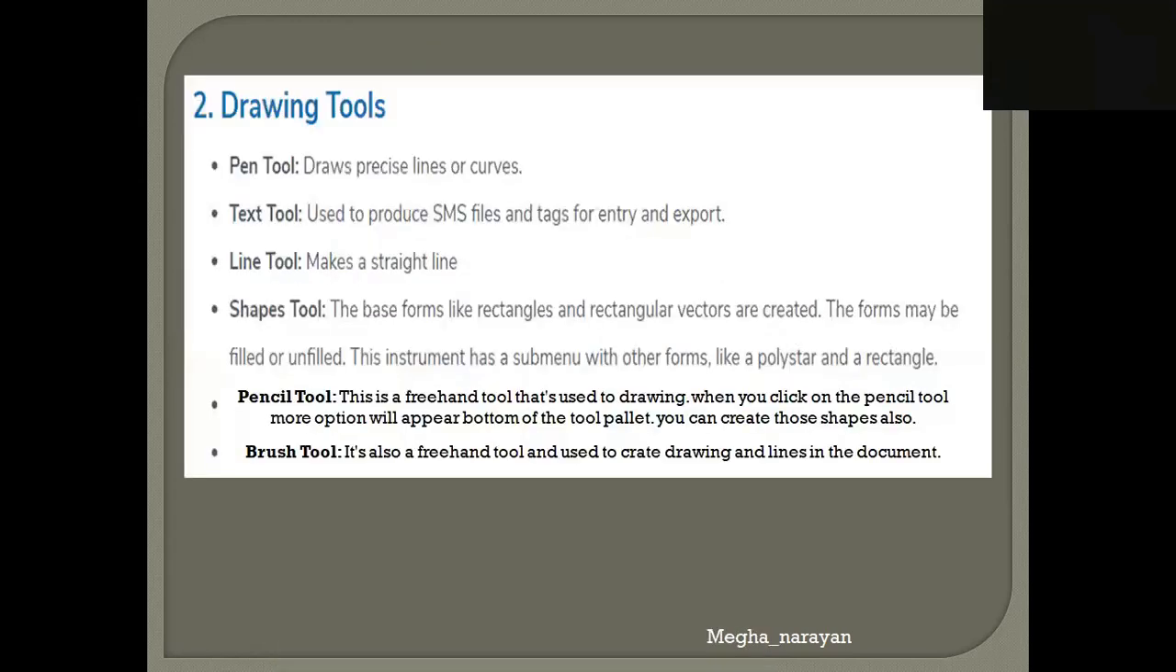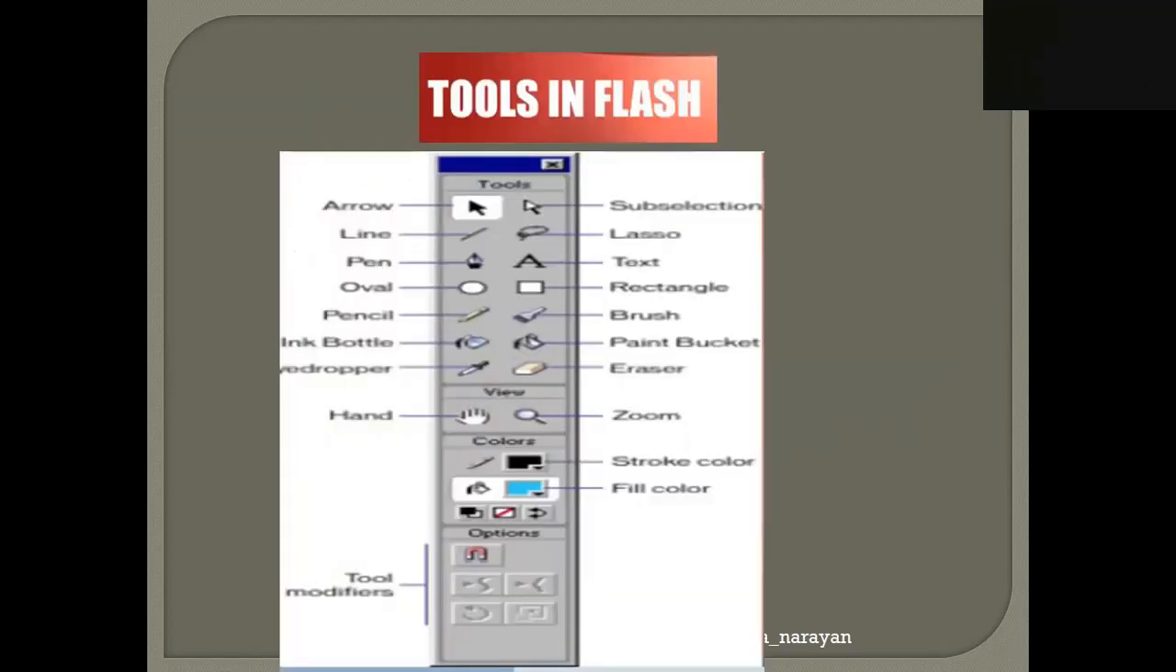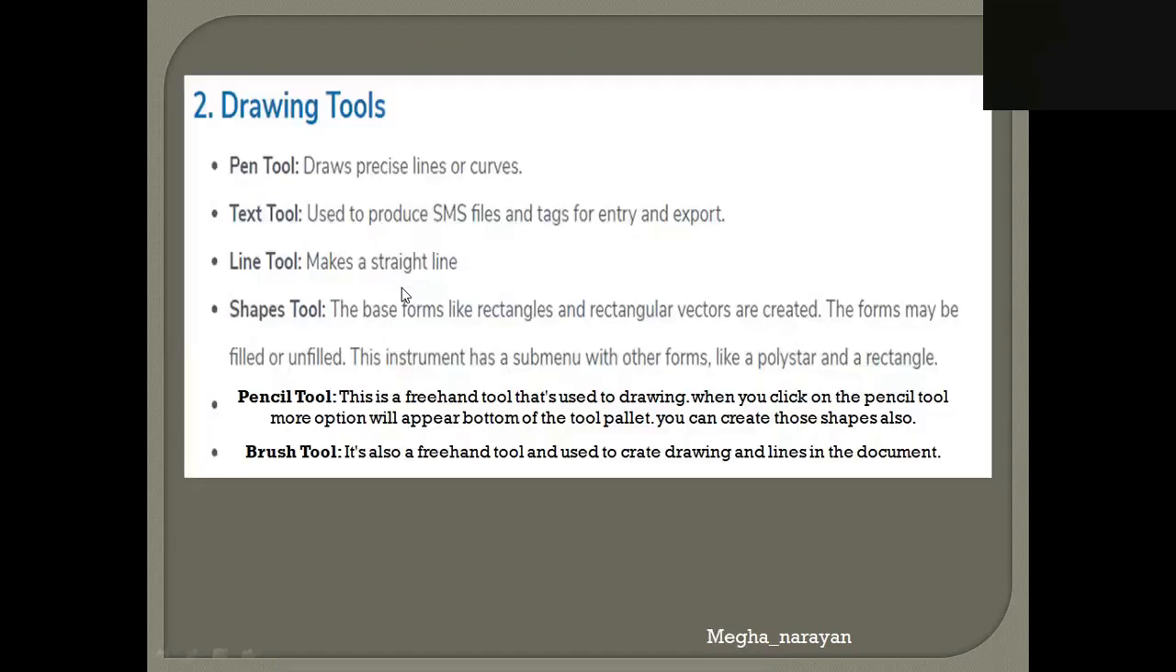So these were the tools. Here comes the drawing tools. Any number of tools are there, as you have seen in this picture. Let's start with the drawing tools first. Which tools? Drawing tools. The tools that can be used to draw. So here is the first one, the pen tool. The pen tool is used to draw precise lines or any sort of curving lines. Second is the text tool.